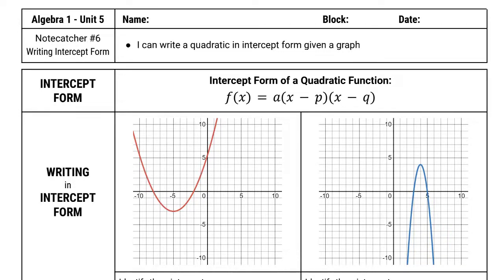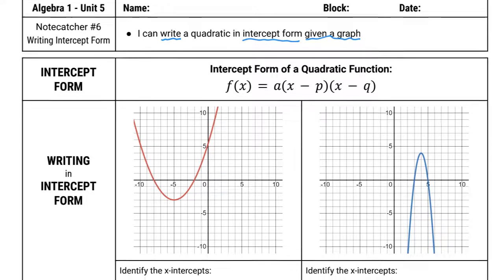All right. Today we're going to keep looking at intercept form. We're going to look at how to do basically the opposite of what we did last class. Last class we saw a quadratic function and graphed it on an xy plane, and today we're going to be able to write a quadratic in intercept form given a graph. So we're going to take a graph and try and come up with the function, the equation for it.